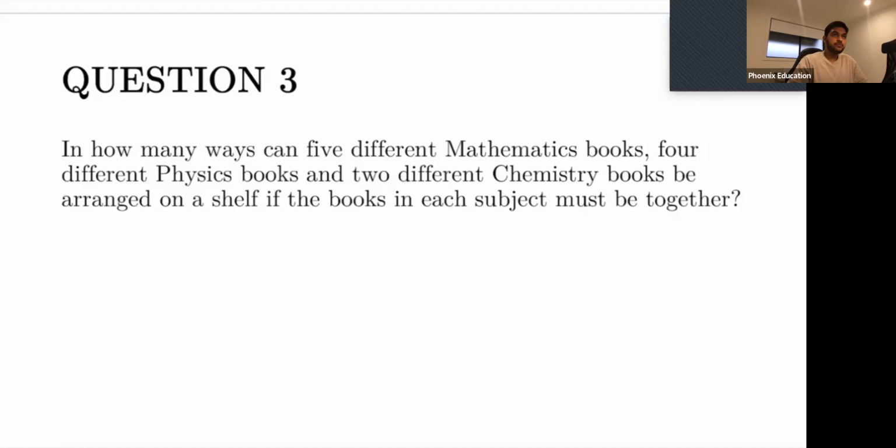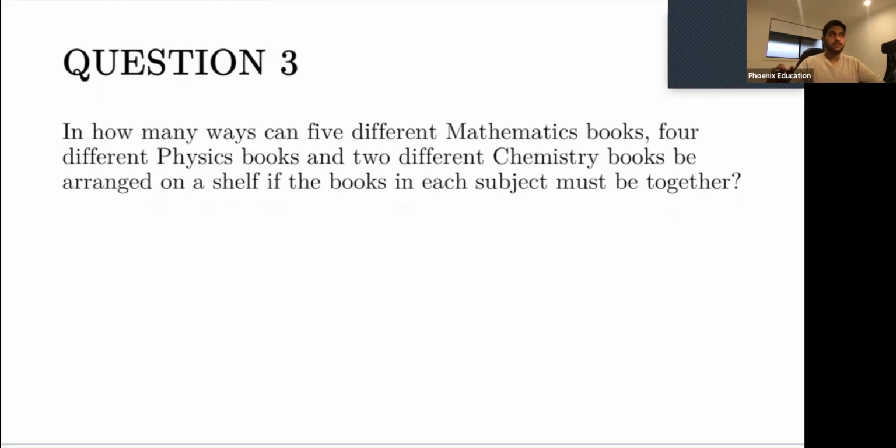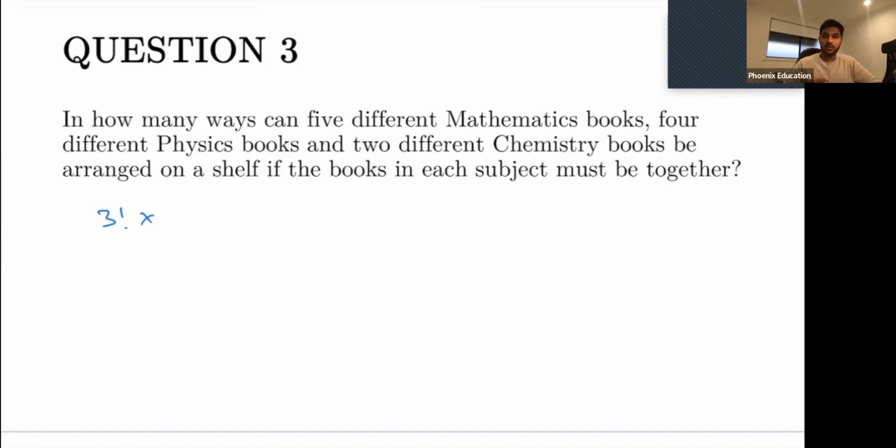Go through this one. So here we have 3 different types of books that we're all putting together, we're all grouping together. So that gives us 3 items that we're grouping together. And those can be arranged in 3 factorial ways.